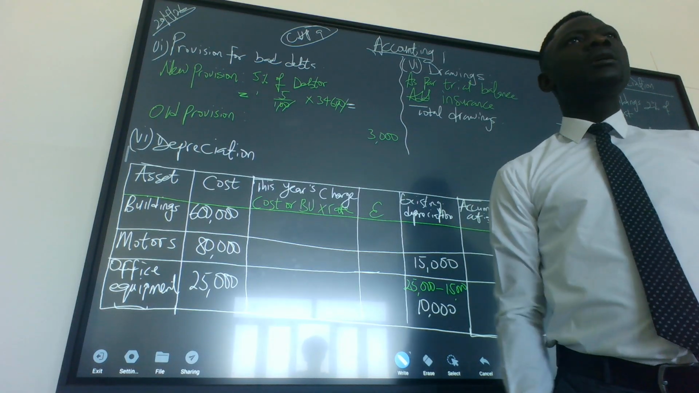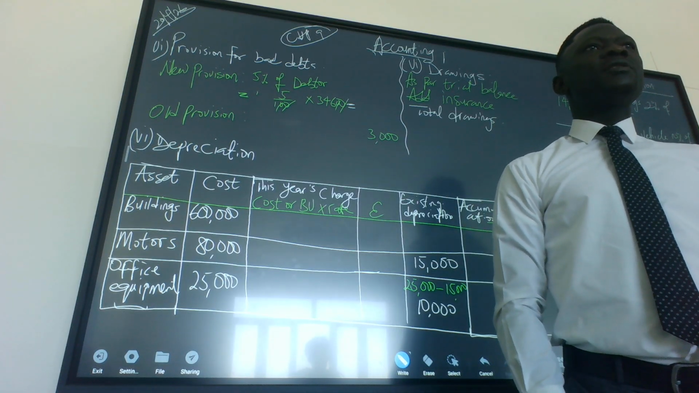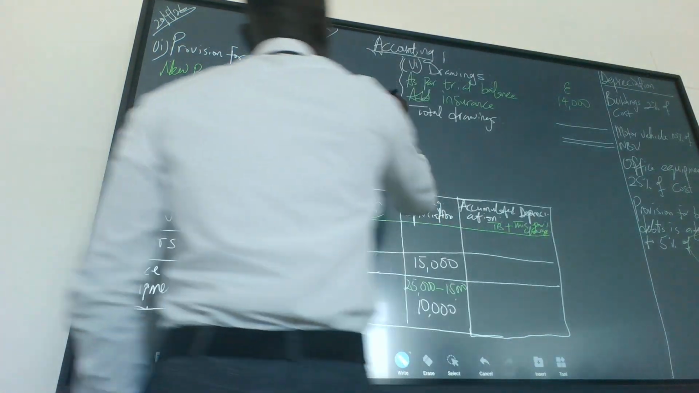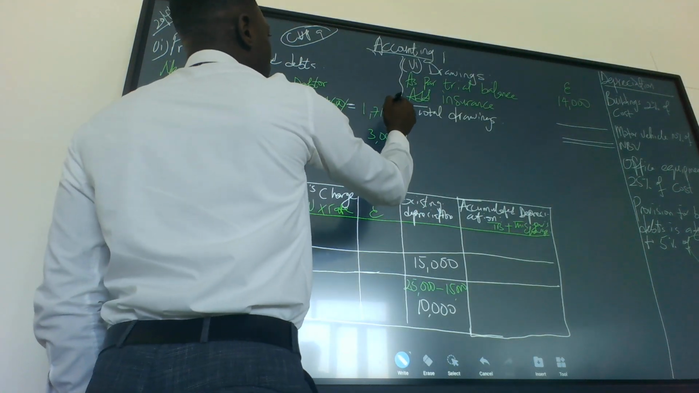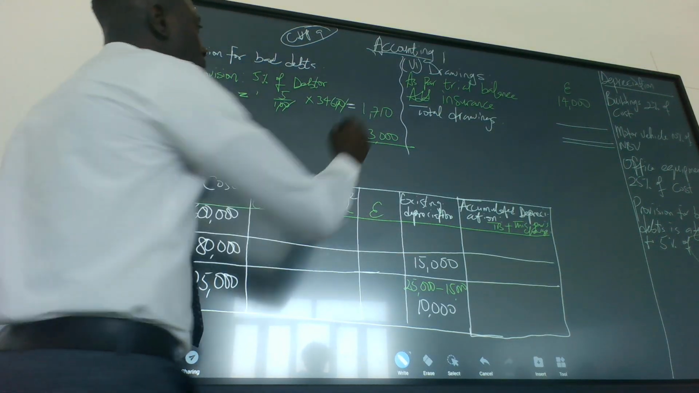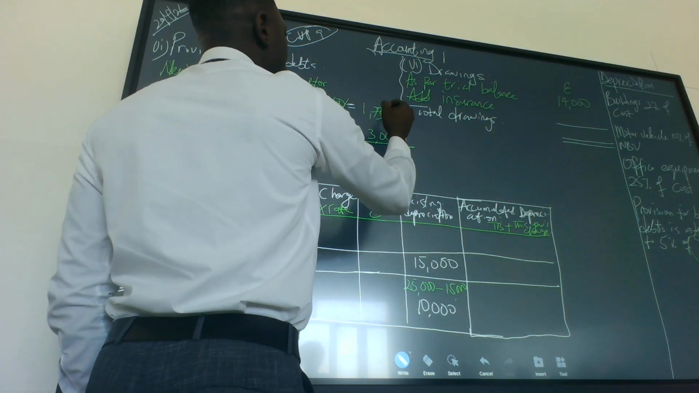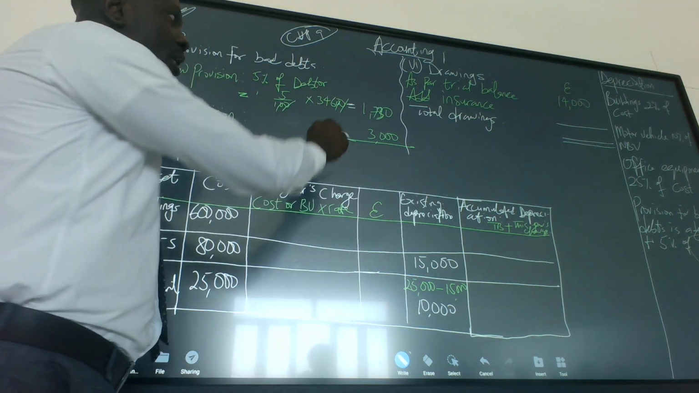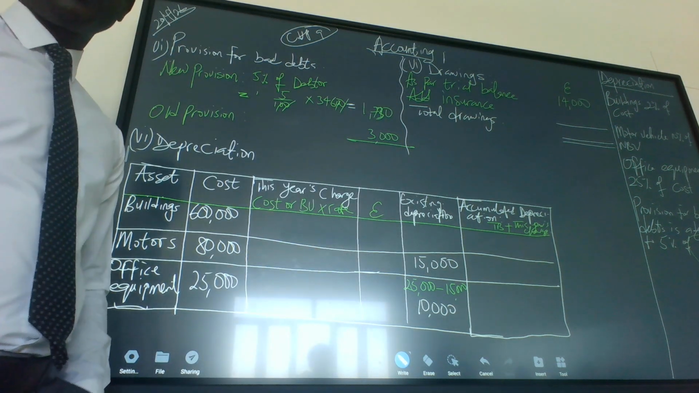5 times 346. What does that give you? 1,710. Now take it away from this. 30. Now take it away from this. 3,000 minus 1,730.